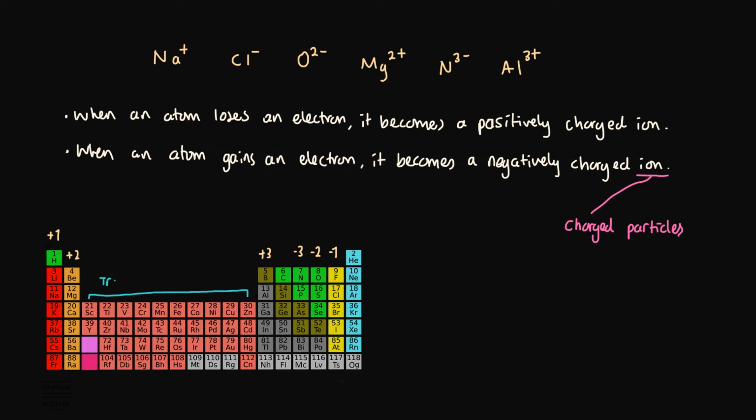This middle chunk is called the transition metals. They also form positive ions, but the charges can vary. More on this in a separate tutorial. Finally, we have the noble gases. These don't form ions as they already have a full outer shell of electrons.